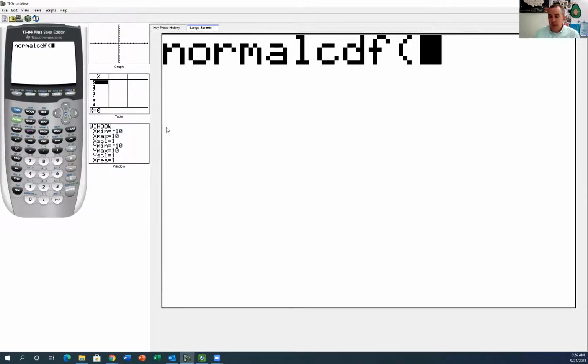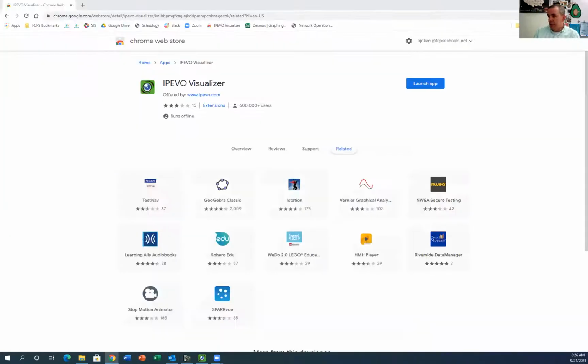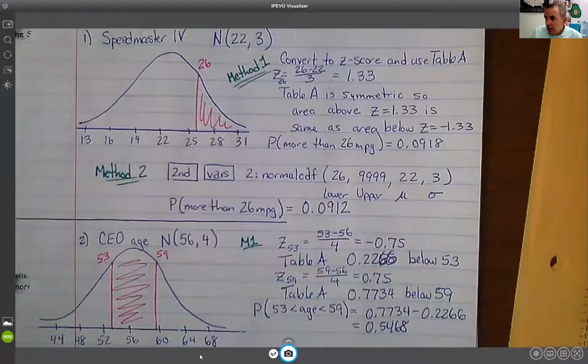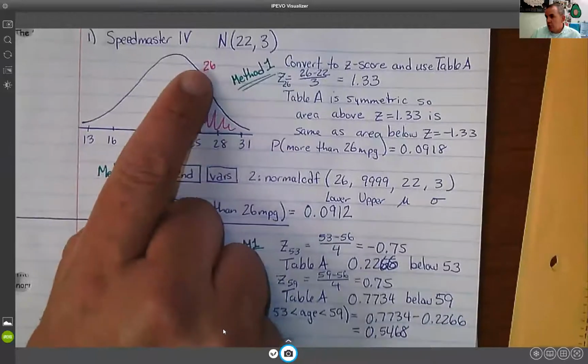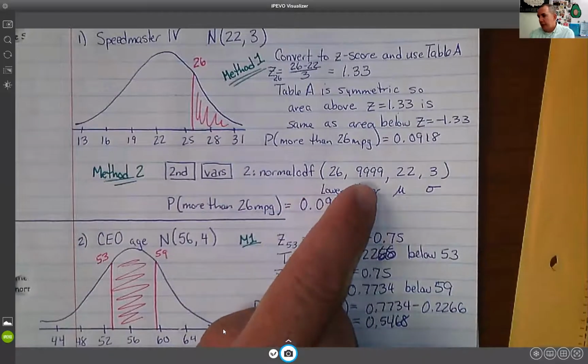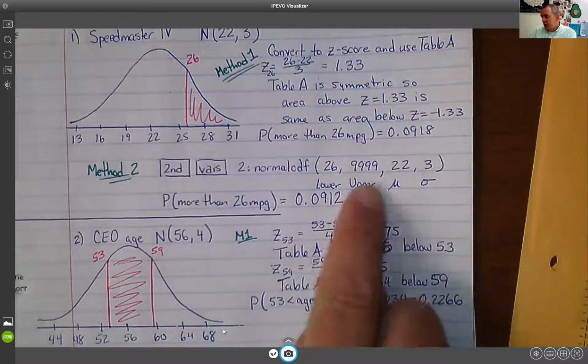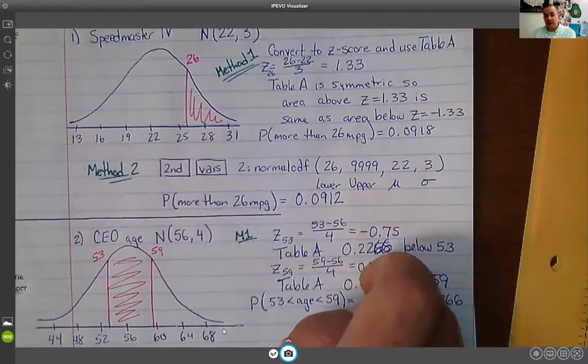The arguments that you're going to put in for this are going to be your lower bound, your upper bound, and your mean and standard deviation. So let me go back and look at this picture. My lower bound is 26. My upper bound is, there is none, so what I do is put in a bunch of 9s to symbolize it goes on forever. My mean is 22 and my standard deviation is 3.